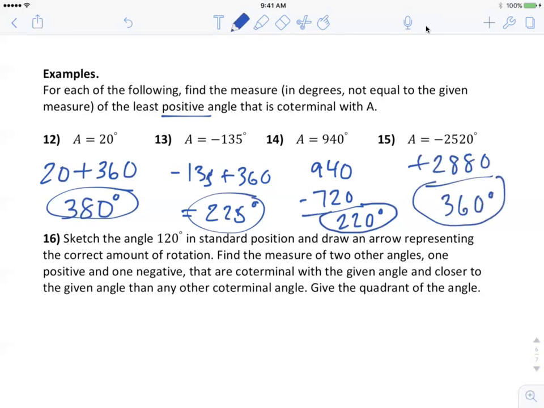Okay, so notice in all of those, I'm either adding or subtracting 360 or a multiple of 360, right? To get the smallest positive angle that's coterminal to that one. Okay, so it doesn't have to necessarily be 360 or less like the first example, right?